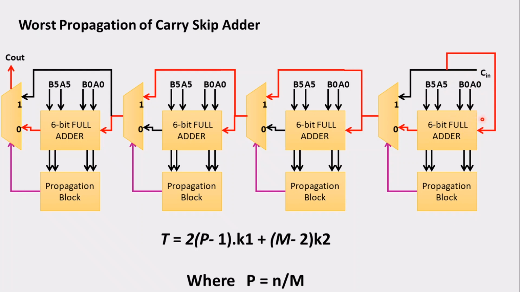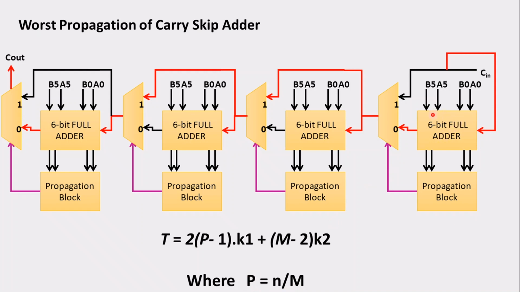So whenever there is a carry generation, at that time this propagation block will always be 0. So when block propagation is always 0, we need to wait for all these particular blocks to be executed. The worst propagation delay is given by t equals 2 into p minus 1, where p is nothing but n by m. So p is the number of adder cells in a block.